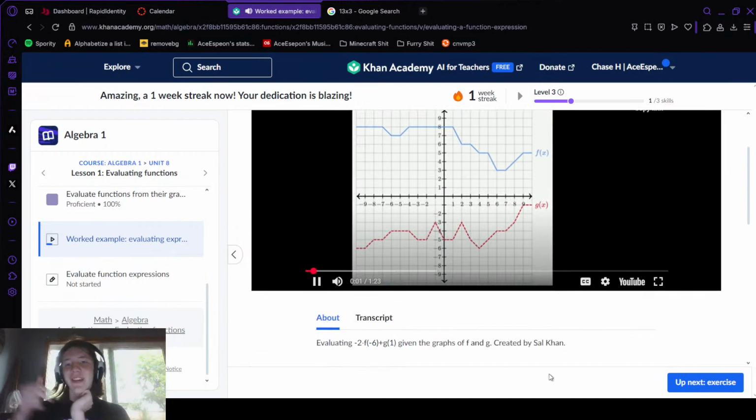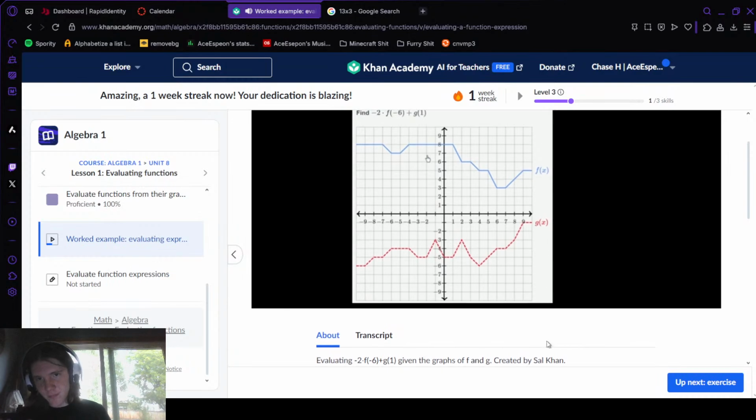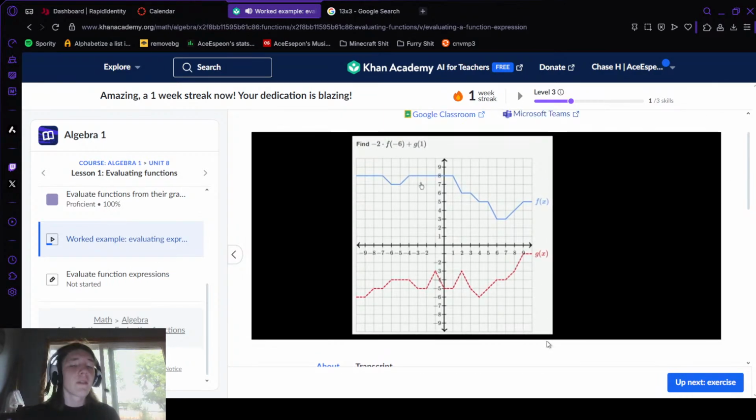We're asked to evaluate -2 times f of -6 plus g of 1. And they've defined, at least graphically, f of x and g of x here below. So let's see how we can evaluate this. Well, to do this, we first have to figure out what f of -6 is. So our input into our function is -6. We'll assume that's along the horizontal axis. And based on our function definition, f of -6 is 7. So let me write this down. f of -6 is equal to 7.